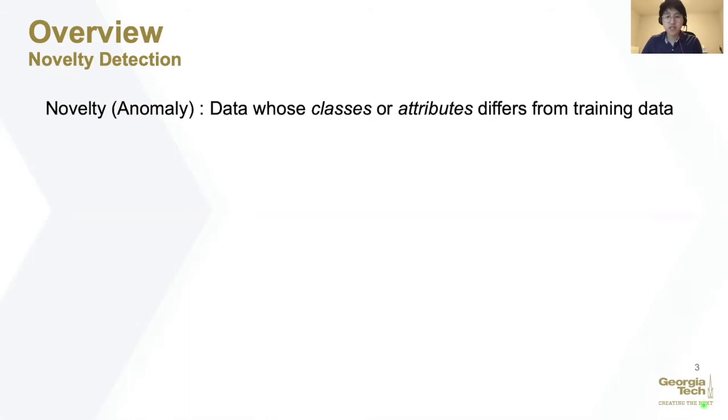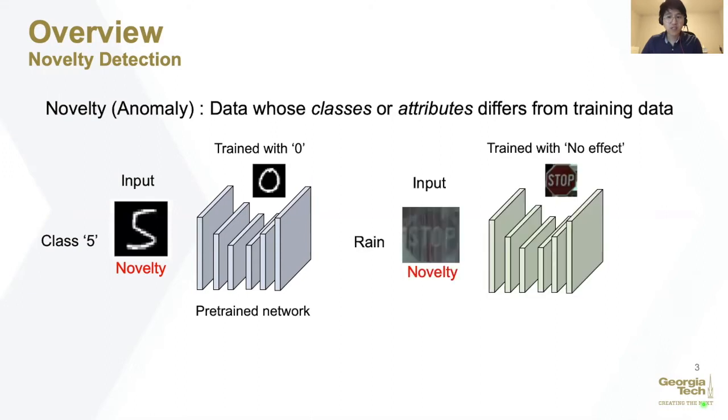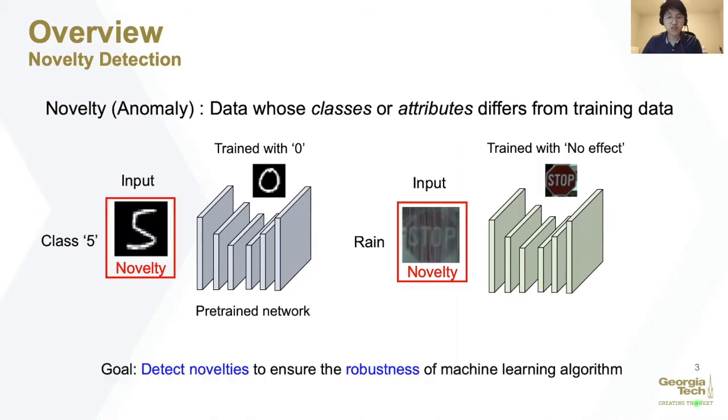For instance, images from a different class or images with different conditions can be novelties to trained networks. When this novel data is input to the network, it can lead to unexpected predictions and outcomes from neural networks. Therefore, we propose a novelty detection algorithm to successfully detect such novelties, filter them out, and finally ensure the robustness of machine learning algorithms.